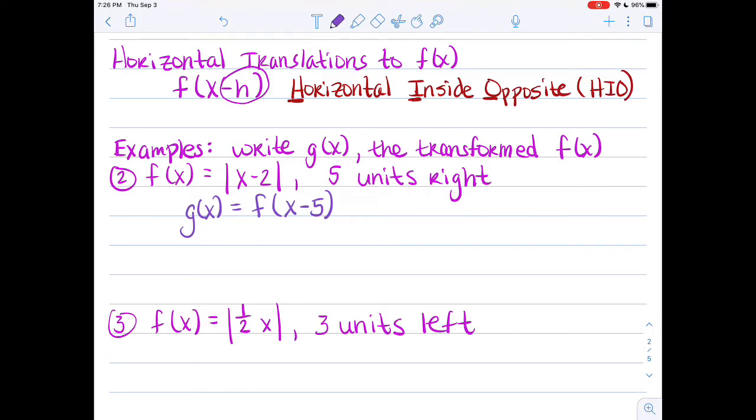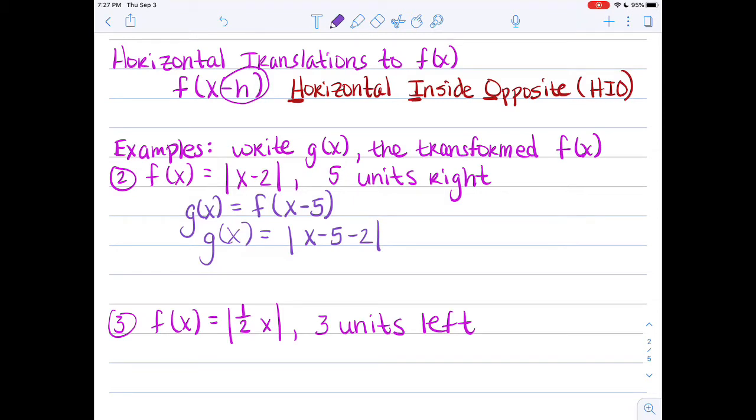Now, everywhere that we see x in the original function, we are now going to substitute x minus 5. So let's see what that looks like. We're going to say that g of x is equal to the absolute value of x minus 5. We've substituted that in for x, and then we still have the minus 2 from the original.